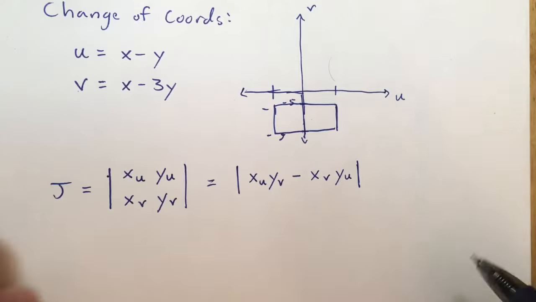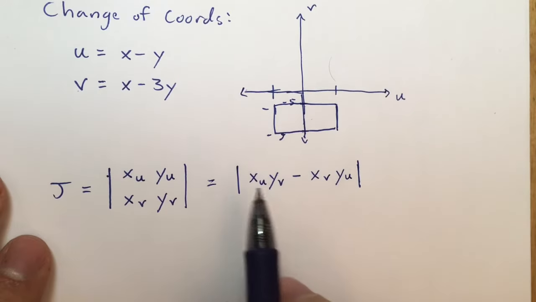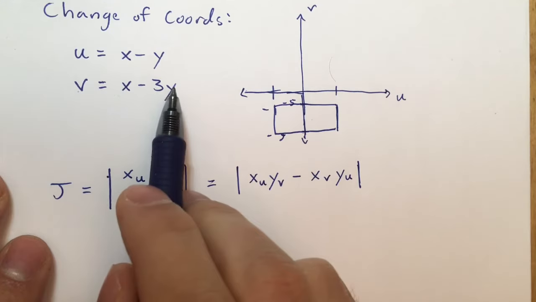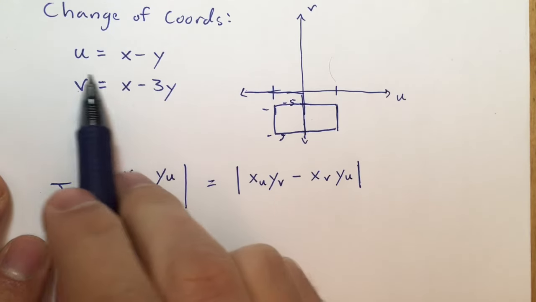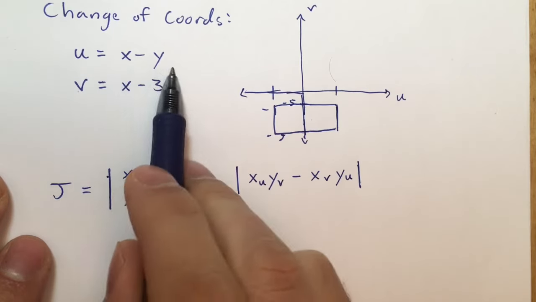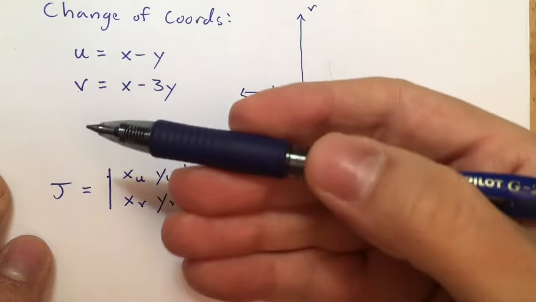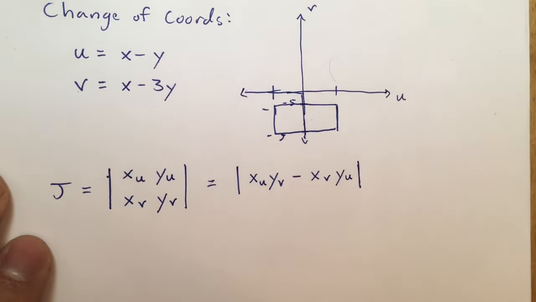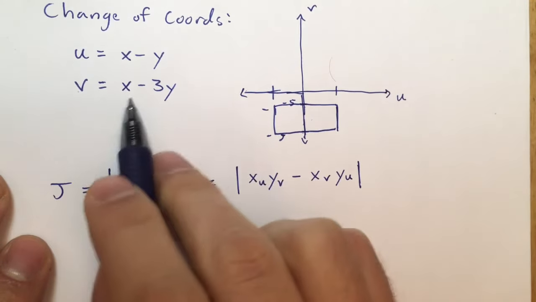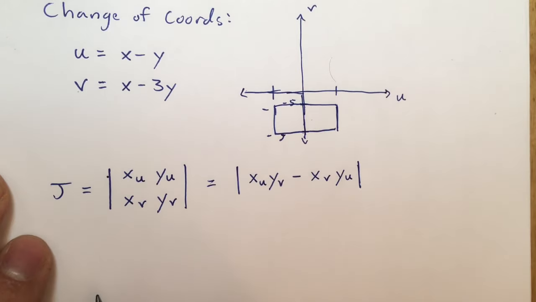Okay, that's what we have to do. So what we're doing here is we're thinking of x and y as functions of u and v. Well, we have them the other way around up here: we have u and v as functions of x and y. So can we invert this relationship? You absolutely can. This is a system of equations. You can solve it for x and y in terms of u and v.